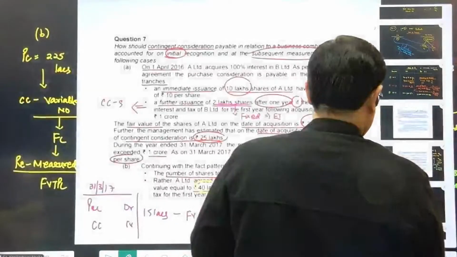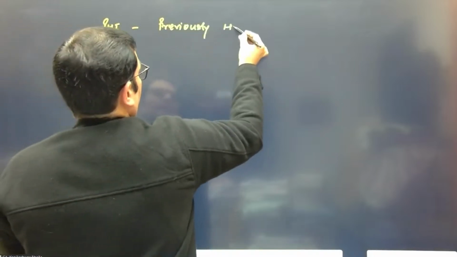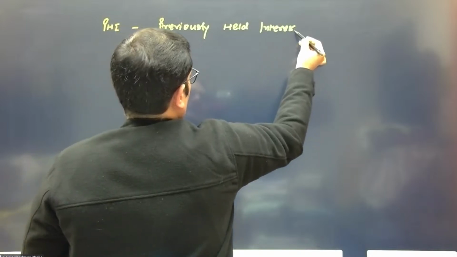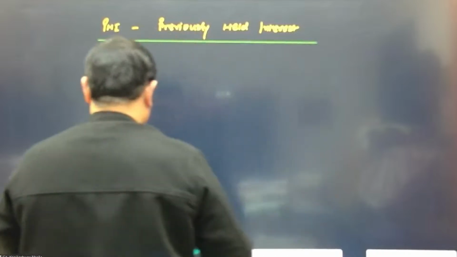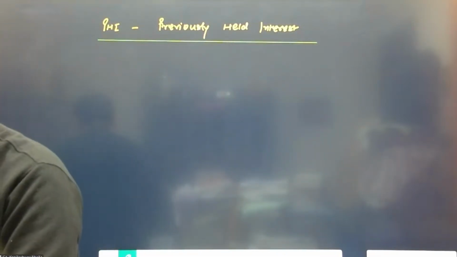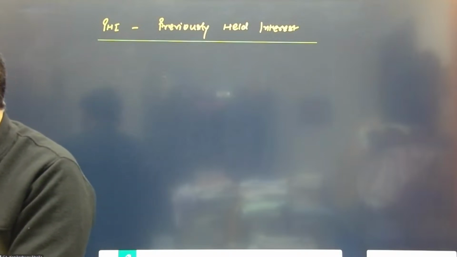So let me now take you to the concept of a PHI. That is my next area of discussion. PHI, that is called previously held interest. Now watch this carefully, because this is slightly technical in nature, but it's very, very interesting indeed. So we're going to have a look at the concept of a previously held interest in this particular case.